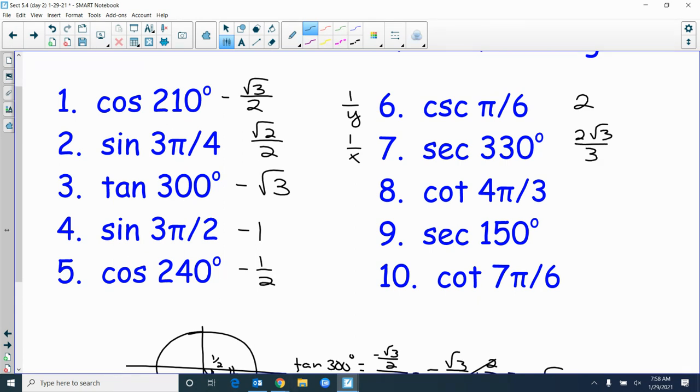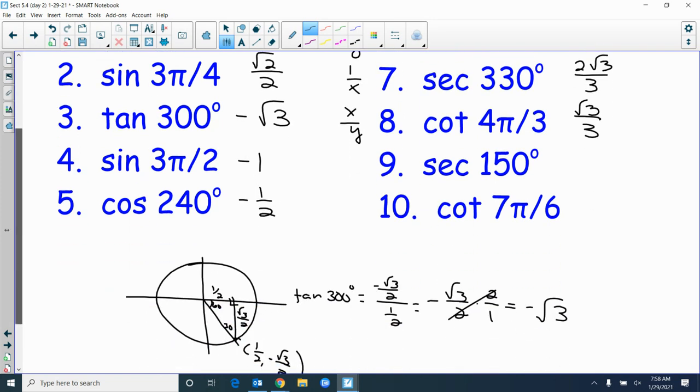All right, how do I get the cotangent, Wendy? What's the ratio for cotangent? X over y. All right, that's what I want. And then what'd you get for your answer? Radical 3 over 3. We agree? Okay. Secant of 150.